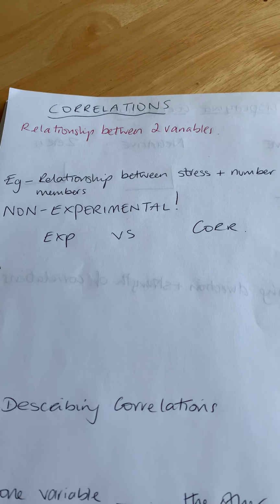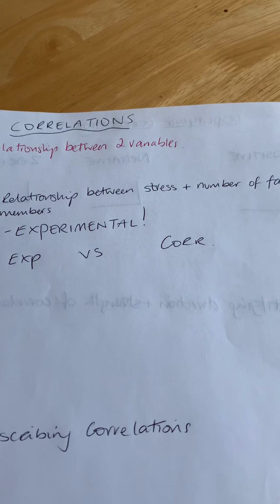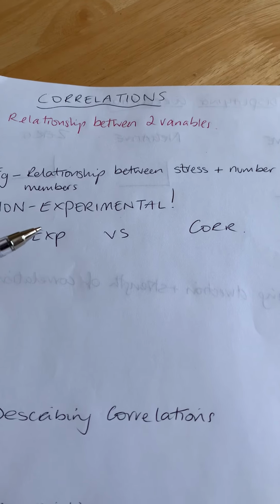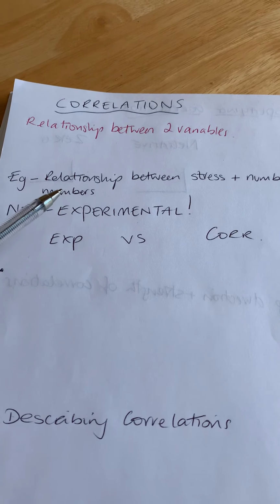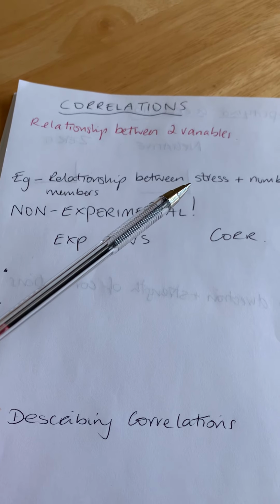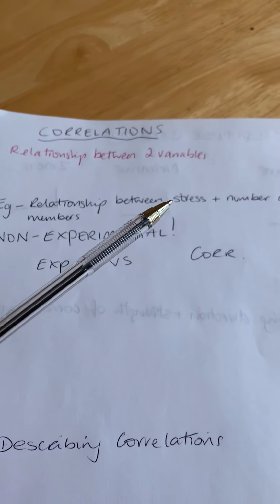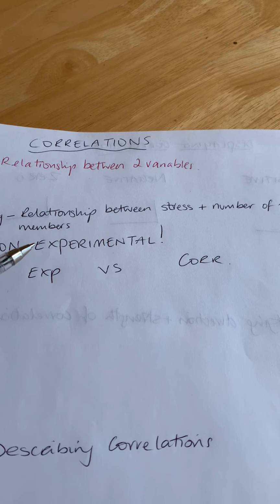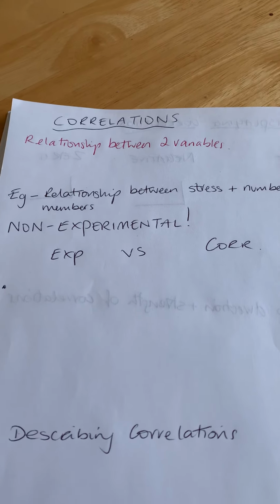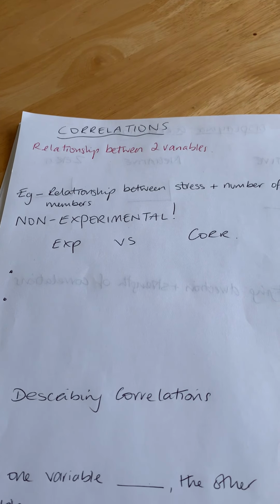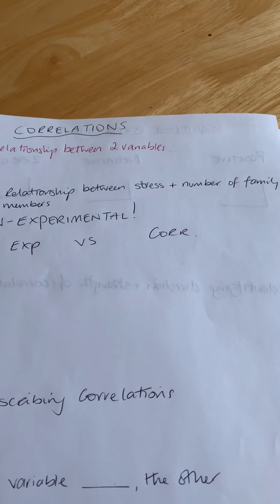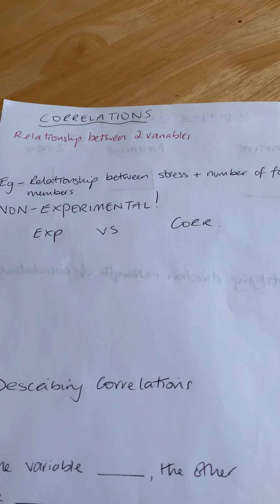For example, we might look to establish the relationship between stress and the number of family members you have. So we might find that the more family members, the more stressed you are. We might find the less stressed you are, the more family members you have, who knows. But what we would do is we would be examining the relationship between those two variables. Does one have an effect on the other?